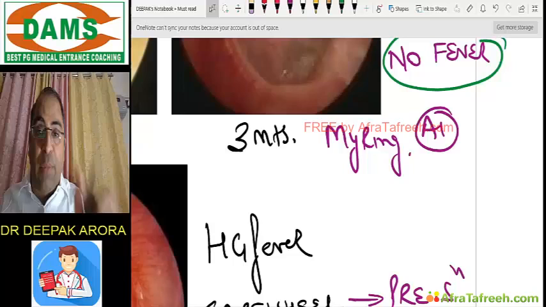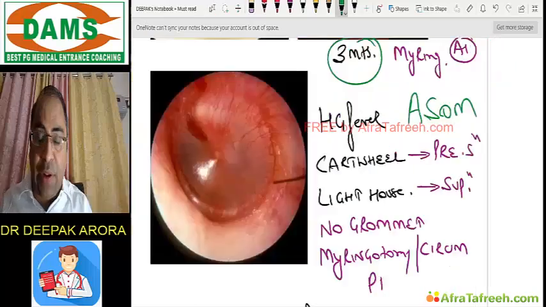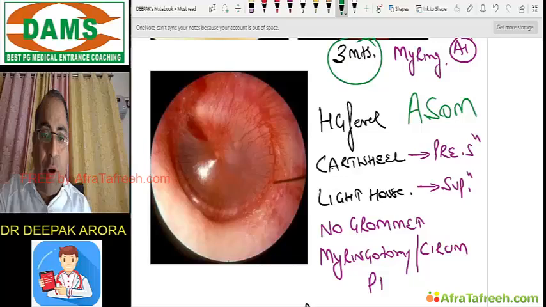Dr. Shabul, keratosis obturans management will be, we have to remove the squamous cell debris from the external auditory canal with acetic acid. But if the patient is not responding, we can go for canaloplasty.